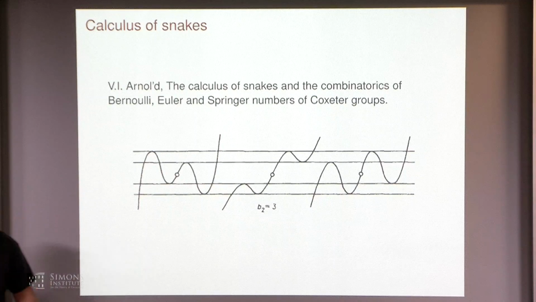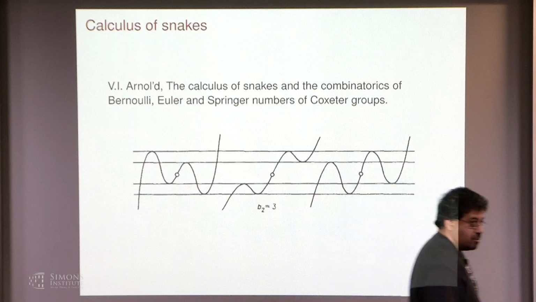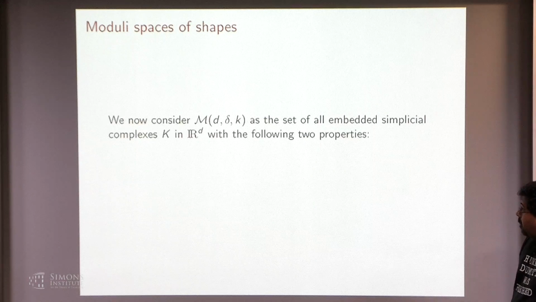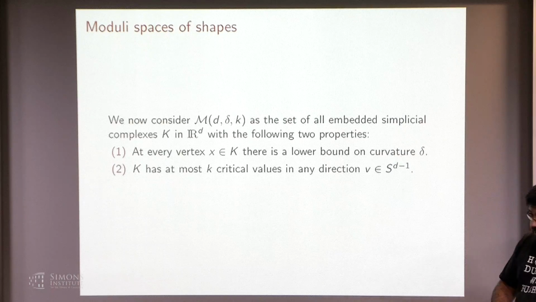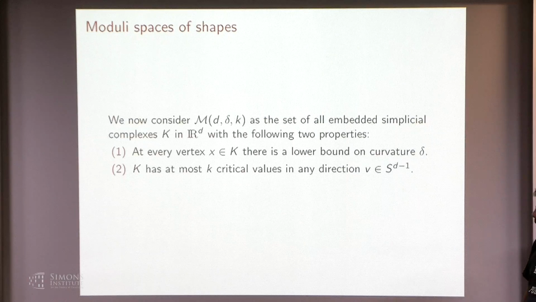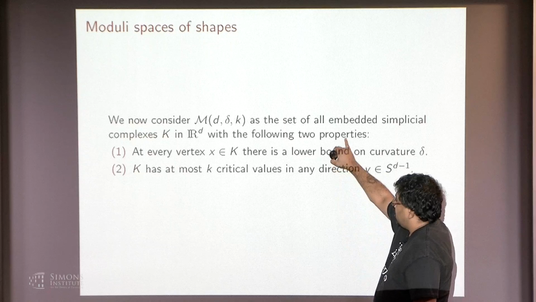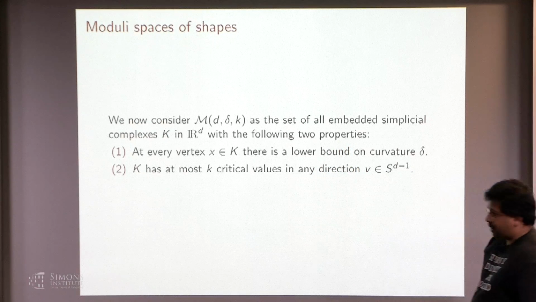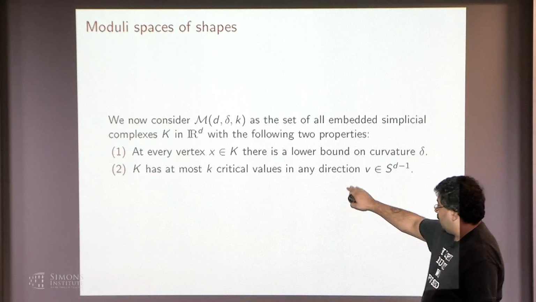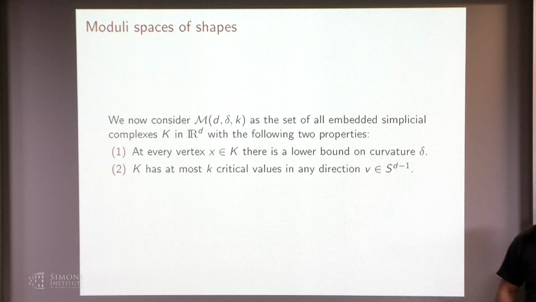It's very hard to extend this to 2D because what he does is completely dependent on ordering. And as we know, ordering becomes harder when you go to dimension beyond 1. So how do we think about this problem? Okay, so what we first do is we constrain the shape of the shapes. I'm going to tell you my space of shapes are the set of all embedded simplicial complexes K in R^d, and they have the following 2 properties. At every vertex, there's a lower bound on curvature. I'll call that delta. And in any direction that I sweep it, there's a maximum number of critical points. Okay, so these are the 2 constraints that I need.